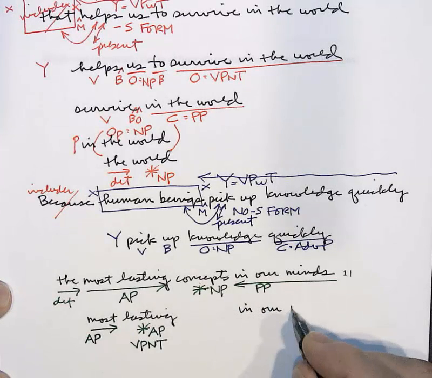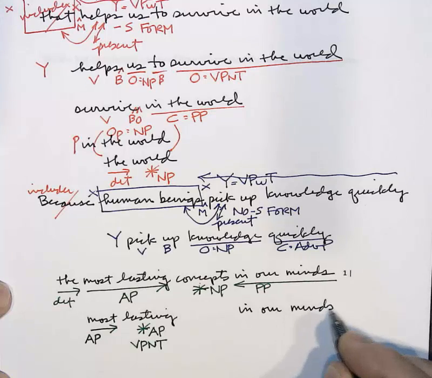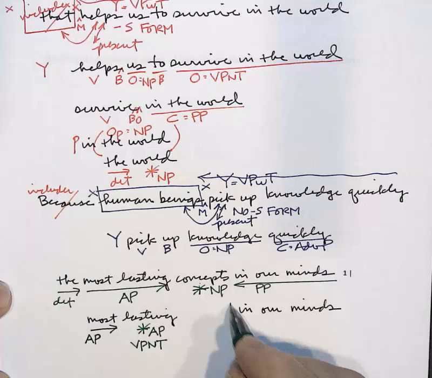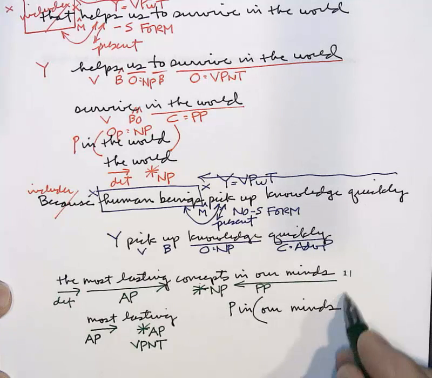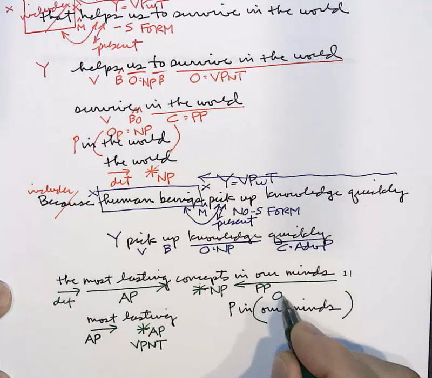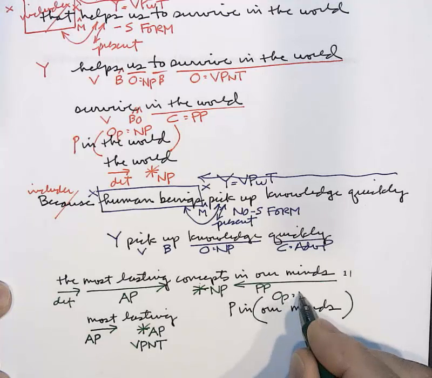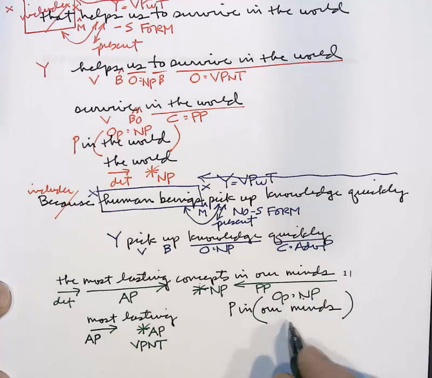Okay, and then we have in our minds. In our minds is a prepositional phrase. In is the preposition. The object of the preposition is a noun phrase. And let's rewrite that again.